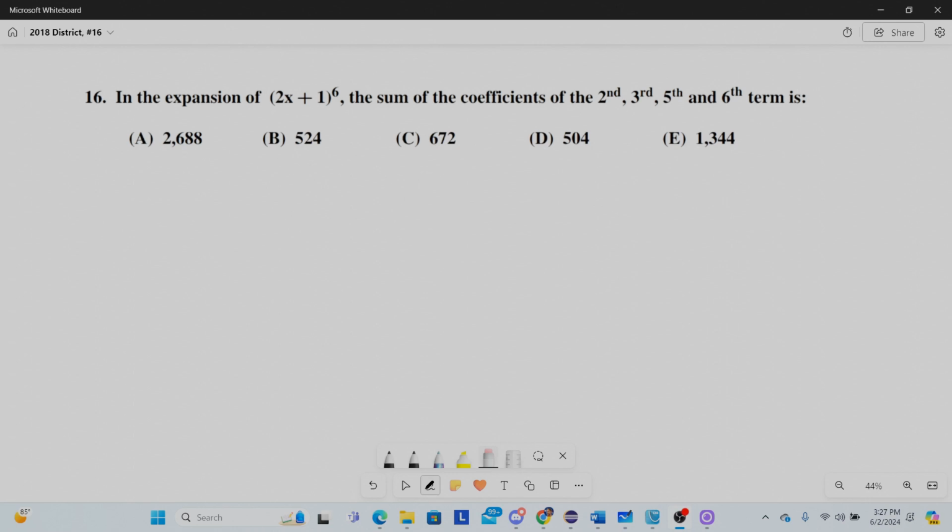Okay, so now I'd like you to try your hand at these problems, applying the binomial expansion theorem. So what I'm going to do is read the problem. This is from 2018, the district test number 16. The statement of the problem is, in the expansion of the quantity (2x plus 1) raised to the 6th, the sum of the coefficients of the second term, the third term, the fifth term, and the sixth term is.